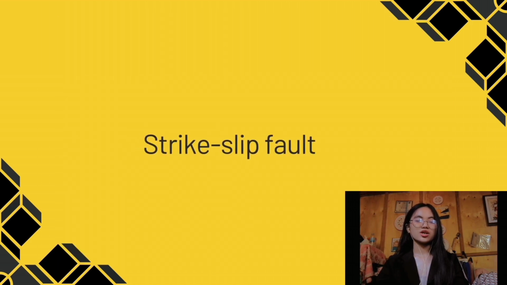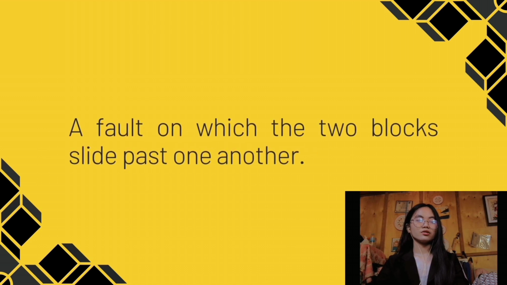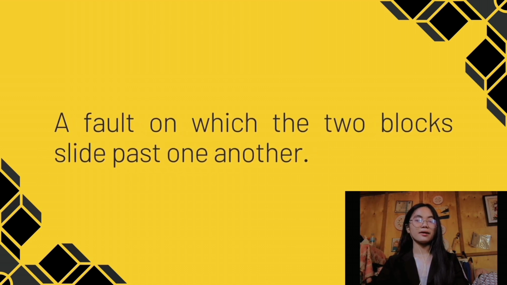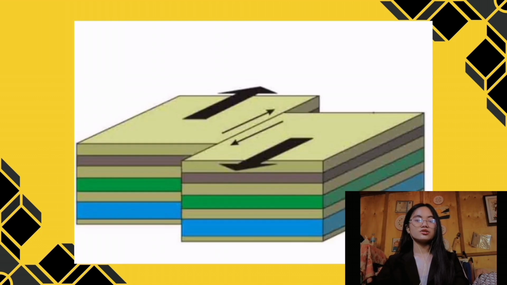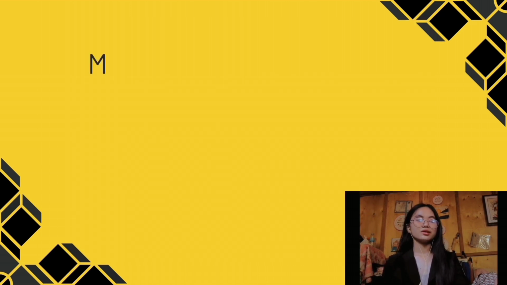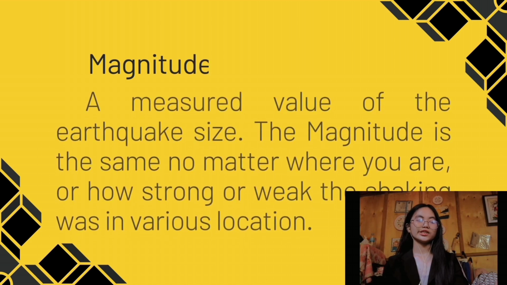The last one is strike-slip fault. It is a fault on which the two blocks slide past one another. When the displacement of the far block is to the left when viewed from either side, it is called a left-lateral strike-slip fault. And when the displacement of the far block is to the right when viewed from either side, it is called a right-lateral strike-slip fault. What is magnitude? It is a measured value of the earthquake size.